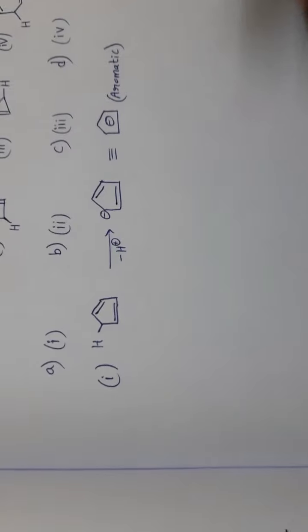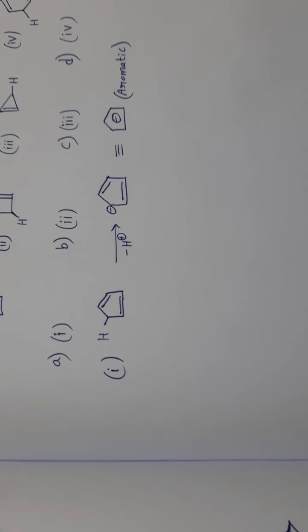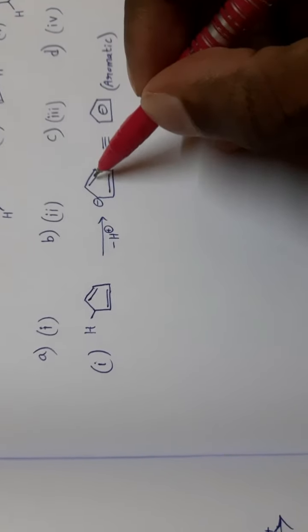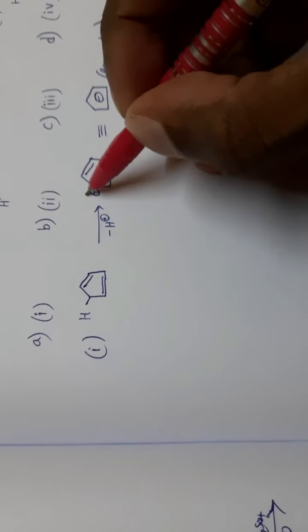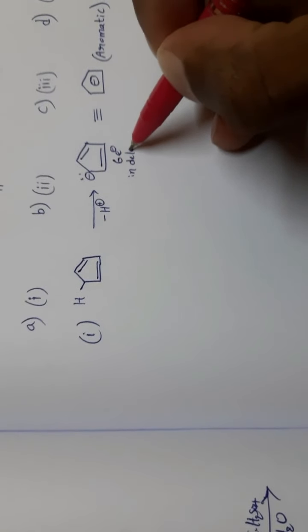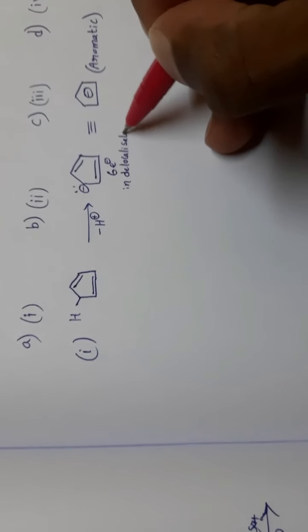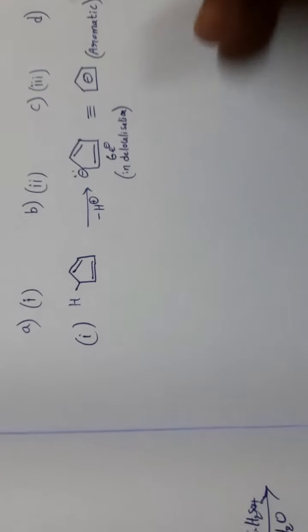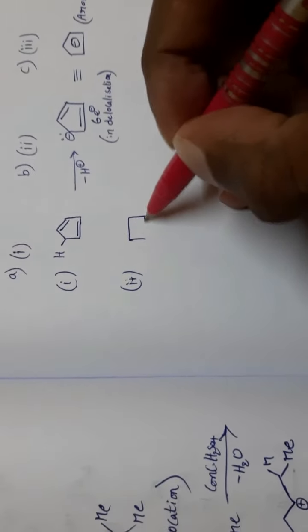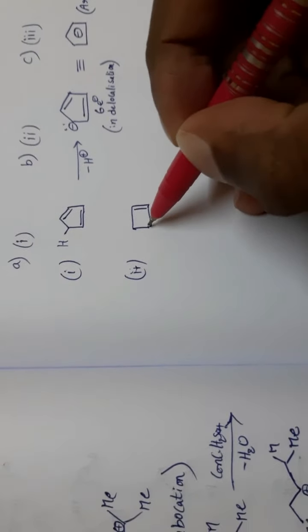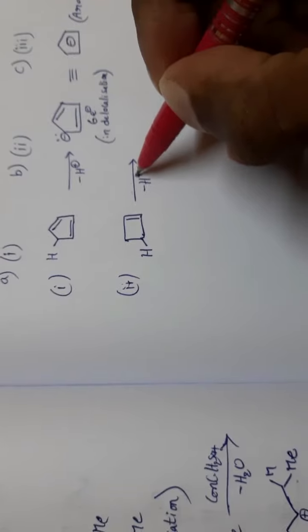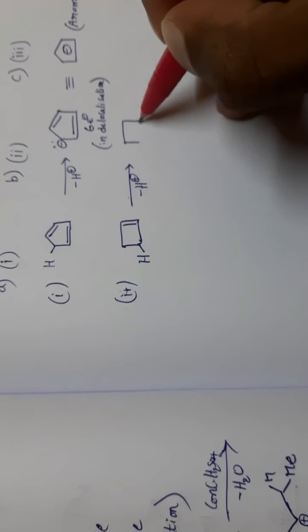Here, how many electrons are there? 1 2 3 4 5 6. 6 electrons in delocalization. That's why it exhibits aromatic character. Second one, cyclobutene. This compound, by donating proton, we can get this anion.